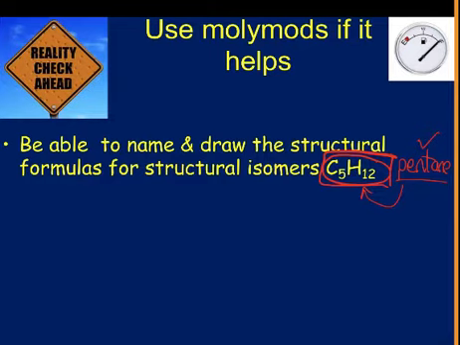Can you do one above and below? Absolutely. And you just always have to remember that you have to have 5 in total. So make sure that when you're doing your one above and one below, you're still left with 5 carbons at the end.